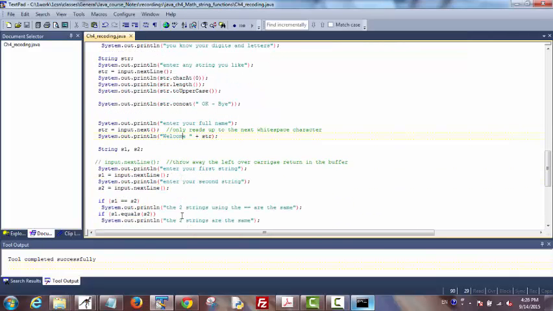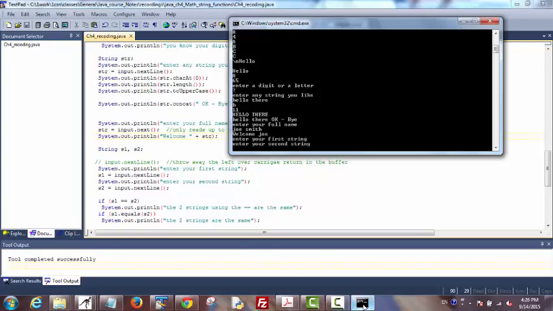But now notice what happened here. I have enter your first string, and I'm accepting input from the user. But notice what happened. It just skipped it. It didn't even let me type in the value for my first string. The reason is that next reads just up to that first white space character. So that white space character is still hanging inside this buffer or this stream of characters. So this nextLine will consume that value, and s1 really becomes a white space. And notice then it goes to enter your second string.